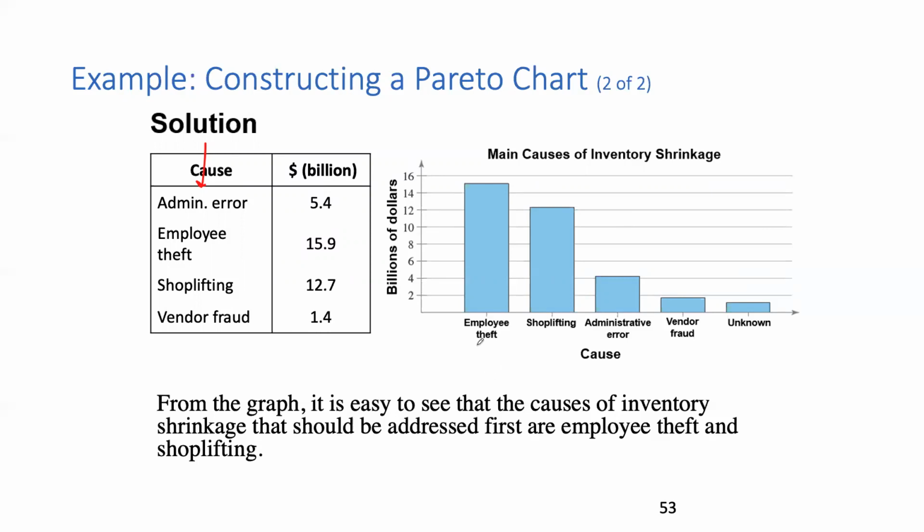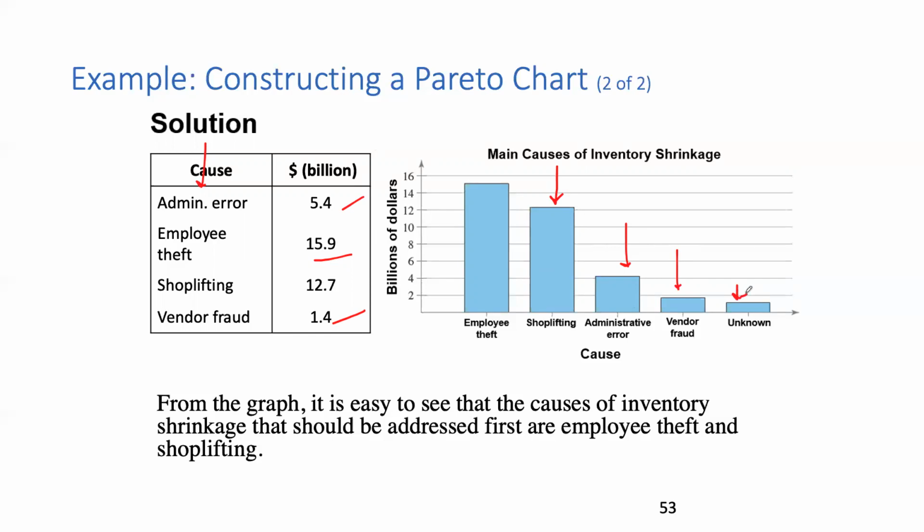So if I think about it here, employee theft should go first because it accounts for most of it, 15.9 billion. So first category is employee theft, and on the y-axis, the height represents how important it is, so $15.9 billion. Then shoplifting is the second biggest category, the category with the second highest frequency. So that's 12.7, that goes second. Administrative error is third, which is 5.4, which goes third in the Pareto chart. Vendor fraud, about 1.4. And then, this doesn't account for the total of the 36.5. So unknown is the remaining, whatever is not.